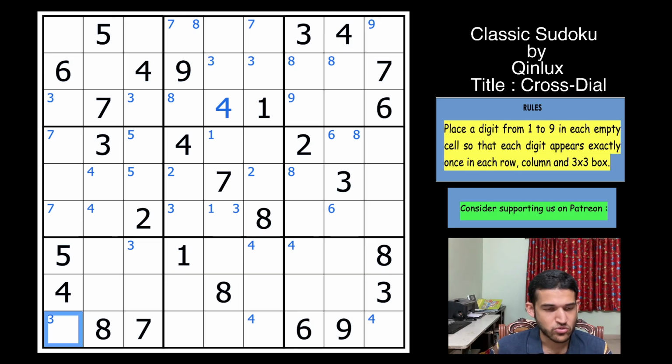If this is a 2, let me highlight that. If the red cell is a 2, notice where the 2 goes in box 9. 2 has to be here, and this will be a 2. So this seemed really interesting to me, because that gives me all the 2s in the grid.